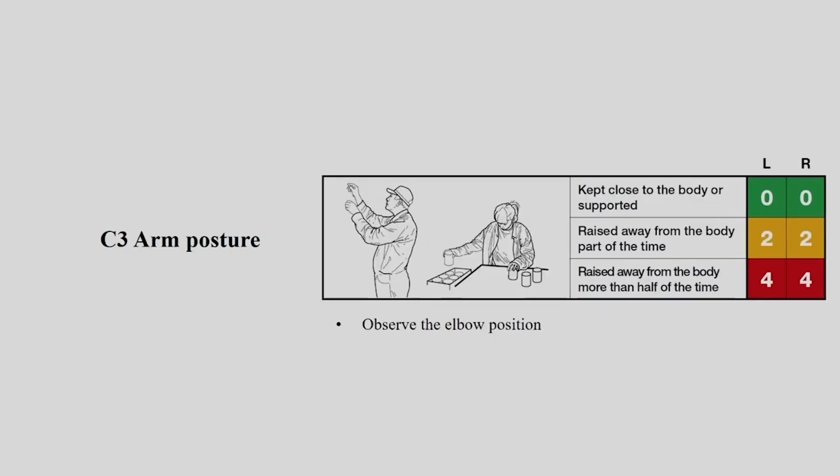Also you have arm posture. If kept closer to the body or supported, then for left and right it is 0; raised away from the body part of the time, then it is 2; and raised away from the body more than half of the time, then it is 4. So observe the elbow position and give this particular scoring. Now arm posture is done.